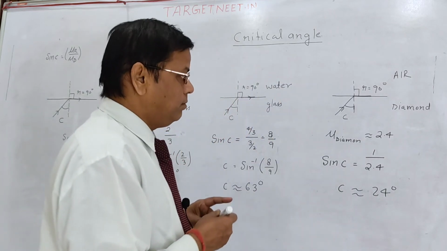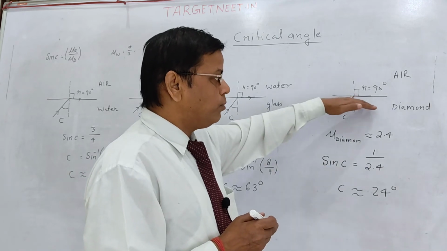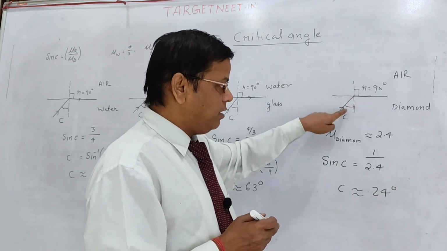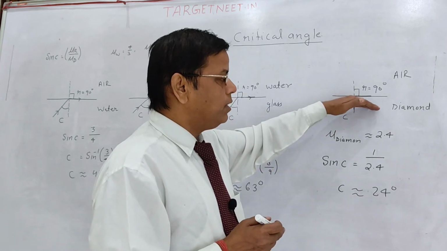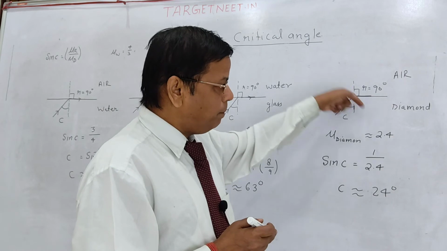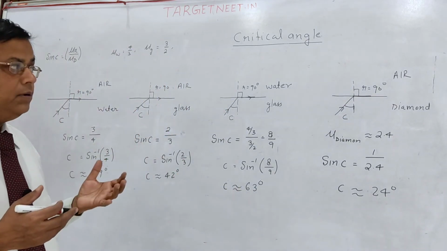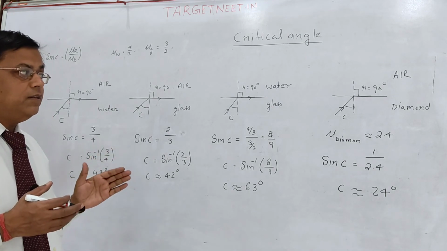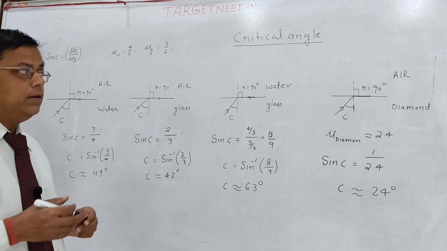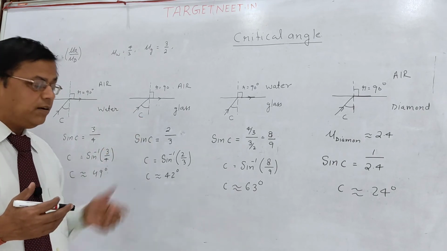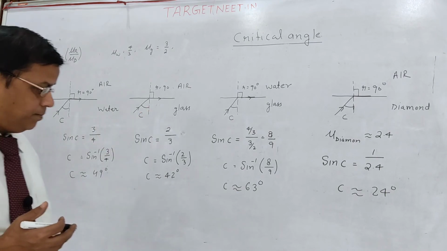So if angle of incidence is lesser than 24 degree, then light will go from diamond to air. Otherwise, it will come back to the diamond. And generally, in diamond, this angle of incidence is more than 24 degree. That's why light gets internally reflected, and that becomes the cause of glittering of diamond. So remember these values of critical angle.